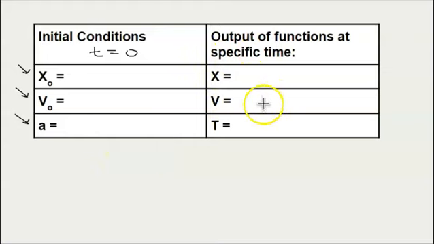The second column, you're going to list the output of the functions at a specific time. So the specific time is, this should be lowercase, but the Google Docs needs to correct me. So all of these things are true at this specific time. So it's the location of the object at this time and the velocity of the object at this time.